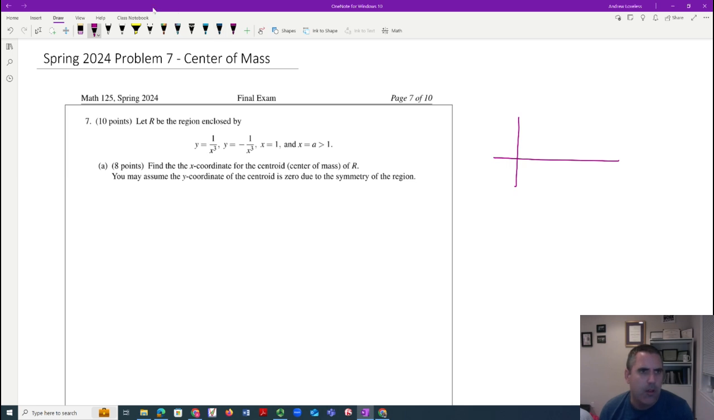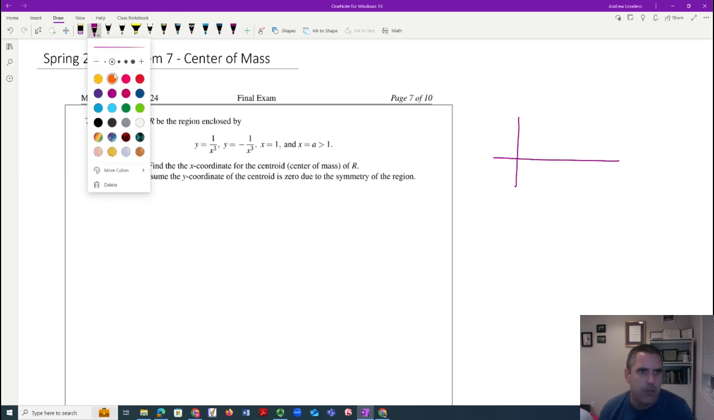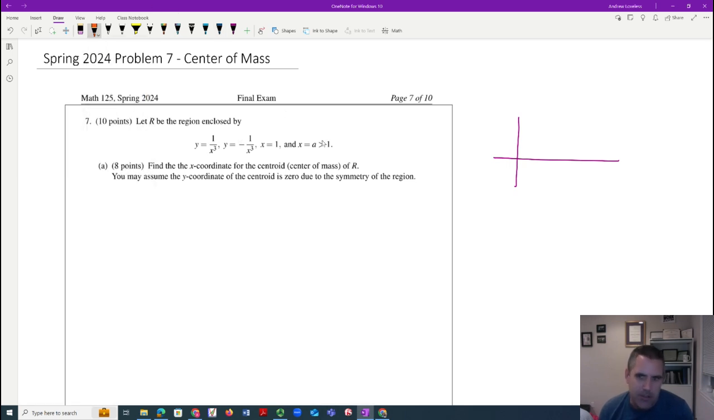In terms of drawing, you might say, well, I don't know what this looks like, but as x goes to infinity, you go to 0. So a quick glance tells us the picture looks like this. And they're saying we're going from 1 to A. Oh, I see. So they're mixing in an improper question.